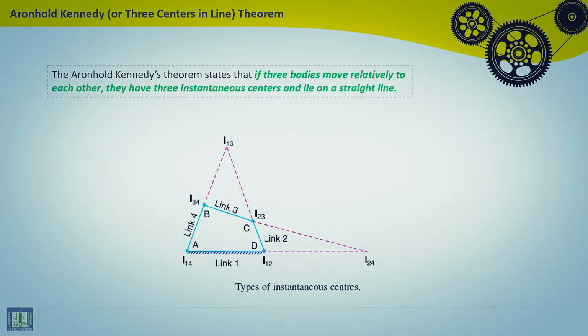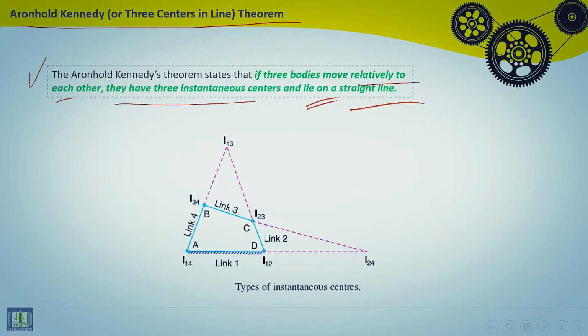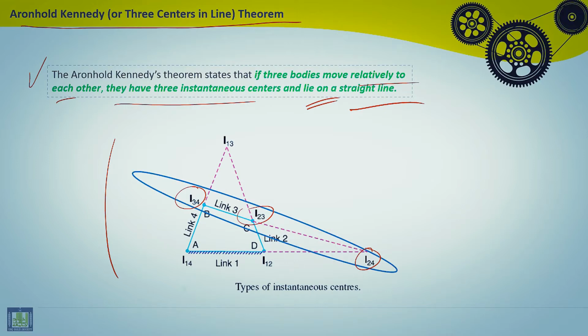Now, we'll see Aronhold-Kennedy theorem, also called the three centers in line theorem. The Aronhold-Kennedy theorem states that if three bodies move relatively to each other, they have three instantaneous centers and they lie on a straight line. Let's see this example of a 4-bar mechanism. We can remark here that I24, I23, and I34 for the link 3, we have these three instantaneous centers of rotation in the same line.